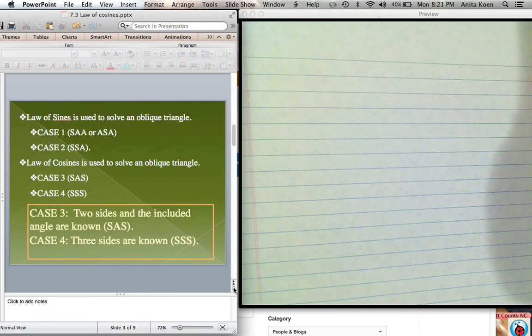the law of cosines. As a quick review, the law of sines is used to solve oblique triangles of case 1 or case 2. That's side angle angle or angle side angle. Case 2 is side side angle. It's the ambiguous case. Remember, with case 2, you have to check for one triangle, two triangles, or no triangles. Case 3 is side angle side, and case 4 is side side side. Case 3 is when we know two sides and the included angle, and case 4 is when we know all three sides. These two cases use the law of cosines.